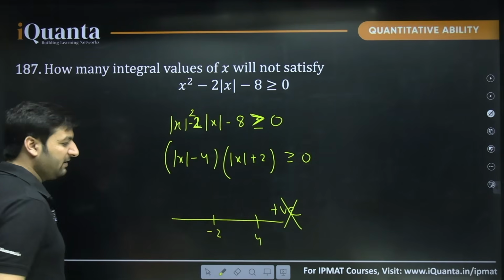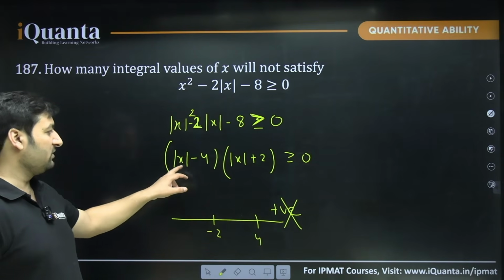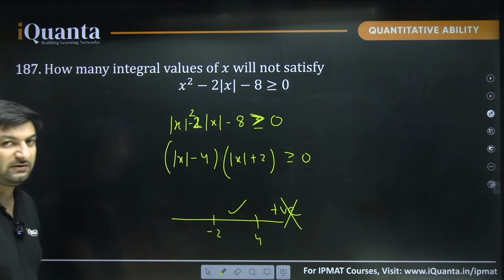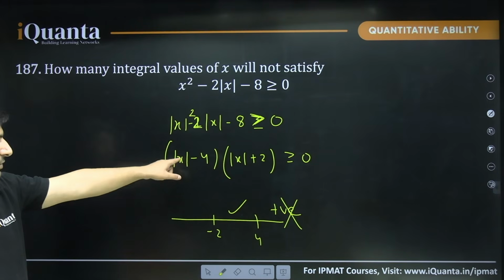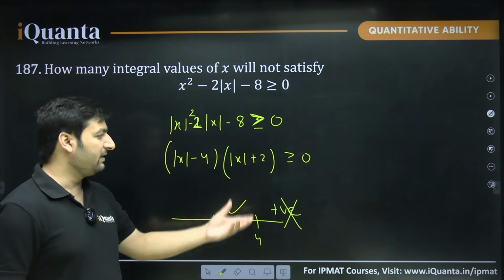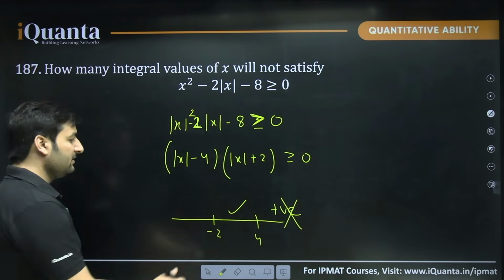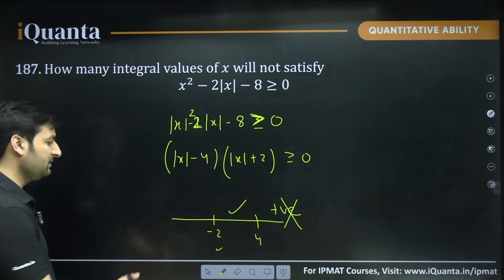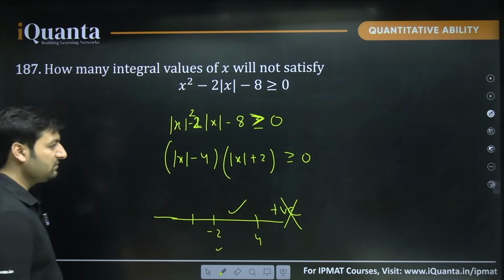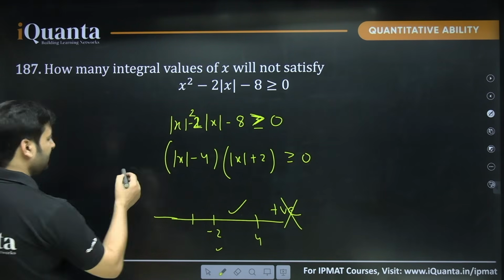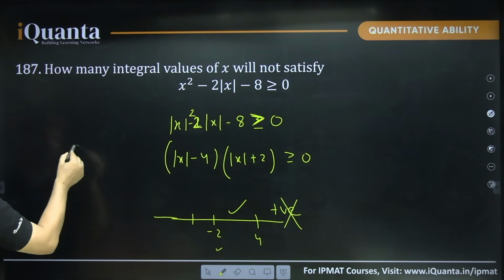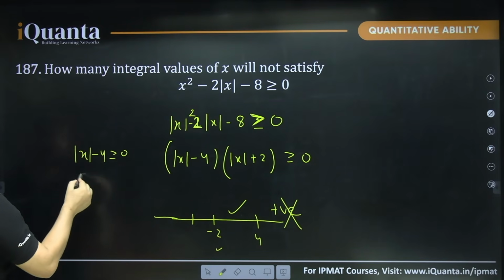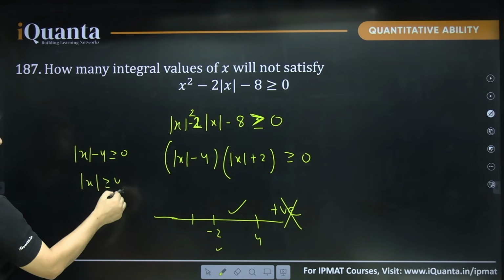What if you have any value between minus 2 and 4, say 0? This is going to be negative, this is going to be positive, less than 0, not satisfying. Yes, all the values in this range will not satisfy. What about minus 2? Minus 2 minus 4 is going to be negative and this is going to be positive, so minus 2 also is giving a negative value. Now, what happens? Can I say that mod x plus 2 is greater than 0, so mod x minus 4 is greater than or equal to 0?